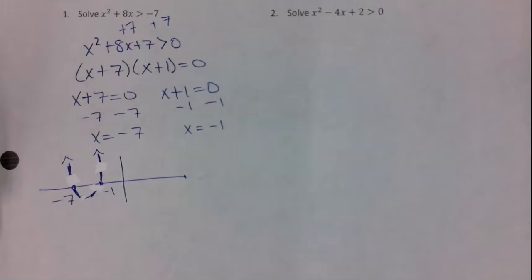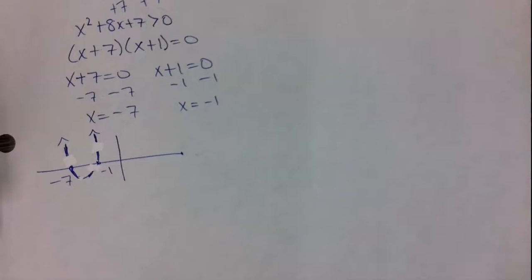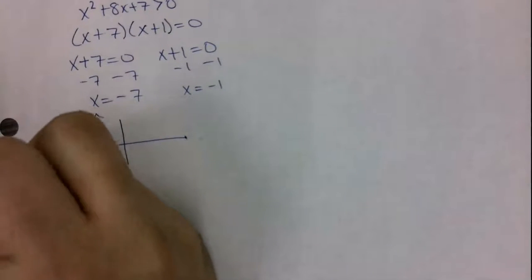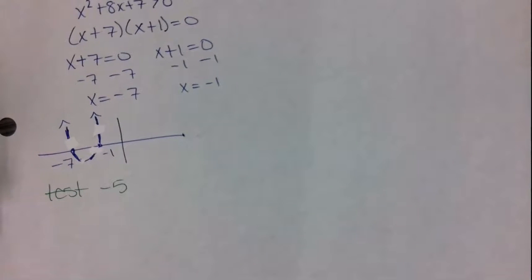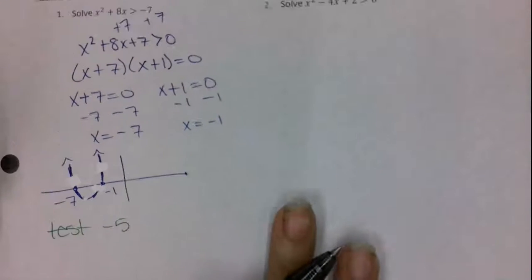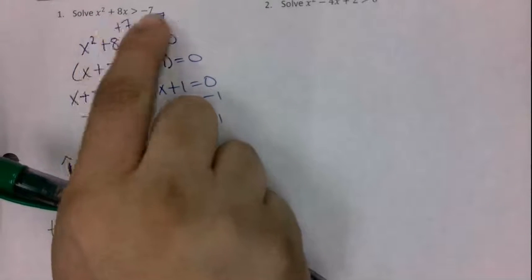So now that I have this, like yesterday, I want to pick a point that's in between negative 1 and negative 7. Negative 5. That's so crazy that you both picked the same number, though. I try to get one in the middle. So I'm going to plug in for x in the equation.